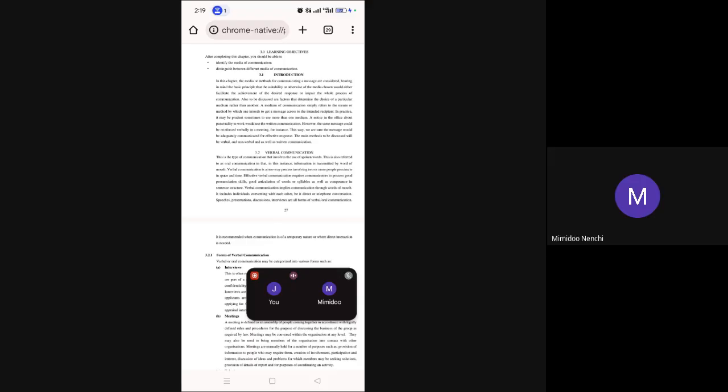Now, it is recommended when communication is of a temporary nature or where direct interaction is needed. We recommend oral communication where the communication is something that will not take a longer period. Like you want to quickly see someone, you don't need to pick your pen. You need the physical presence of someone. You don't need to pick your pen and start writing. It's something urgent. Are we together? Or where direct interaction is needed.